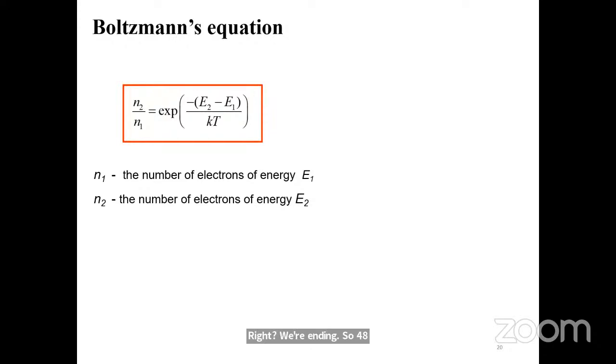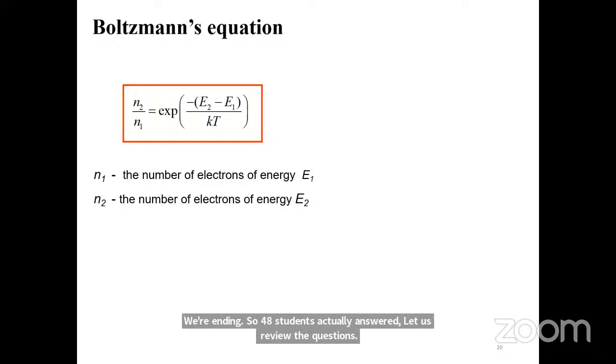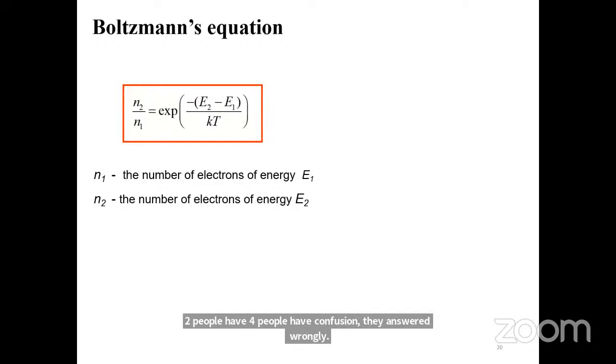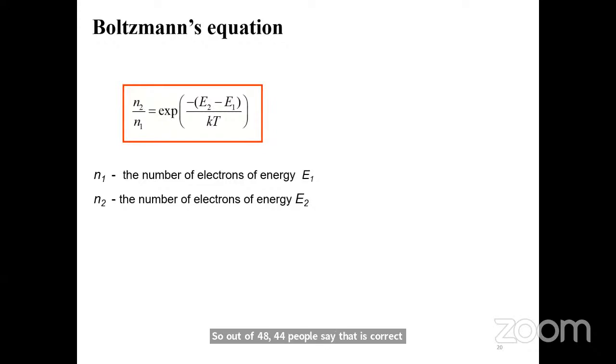Let us review the questions. Question number 1, most of you answered correctly. Laser acronym: it is light amplification by stimulated emission of radiation. Still 4 people have confusion and answered wrongly. Out of 48, 44 people answered correctly. Then, if the electron excites from a lower state to a higher state, that process is called absorption, because it is going from lower energy to higher energy, so it should absorb and go. 16 people answered correctly. It is not spontaneous emission or stimulated emission, it is absorption.